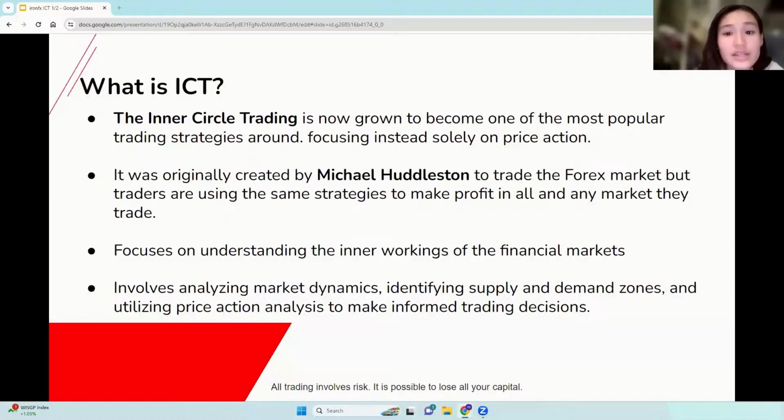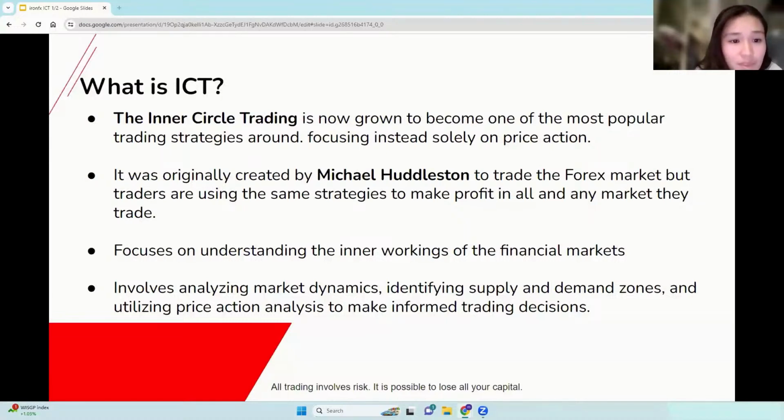ICT, or inner circle trading, is a trading methodology that focuses on understanding the inner workings of the financial markets. It involves analyzing market dynamics, identifying supply and demand zones, and utilizing price action analysis to make informed trading decisions. It has now grown to become one of the most popular trading strategies around, focusing solely on price action. It was originally created by Michael Huddleston to trade the Forex market, but currently traders are using the same strategies to make profit in all and any market that they trade.